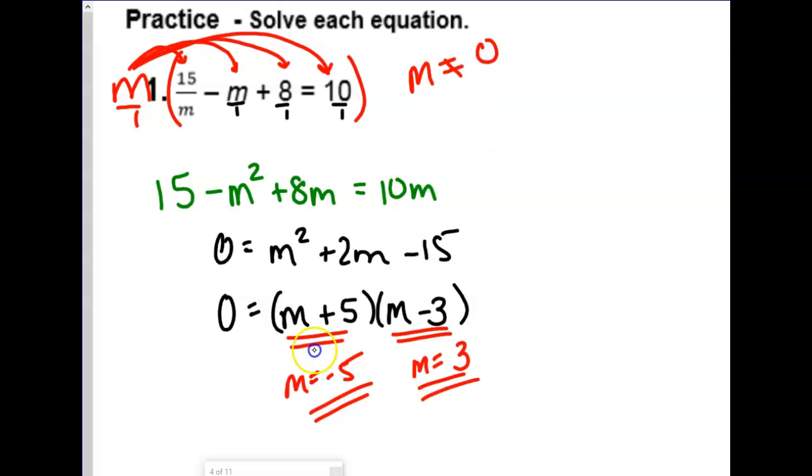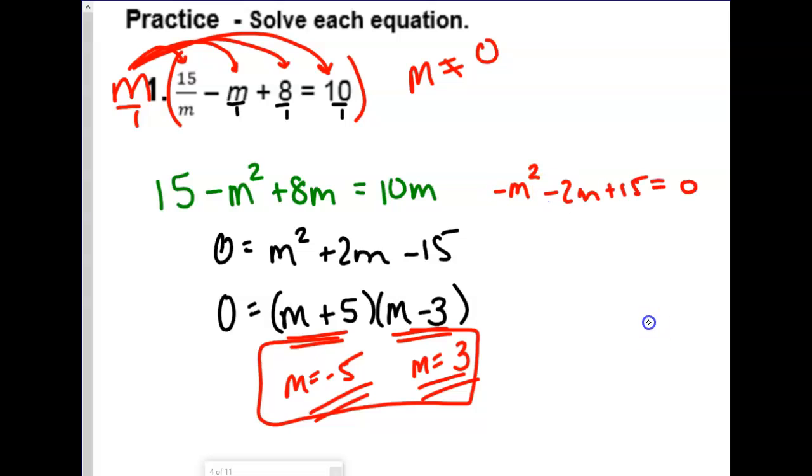I didn't bring it over to the other side, and I got m equals 5 and m equals -3. So you had -m squared minus 2m plus 15 equals 0. If you brought everything to this side, then you'd probably want to multiply everything by -1. I just forgot about the negative on them. Ah, that'll do it. Okay. All right.